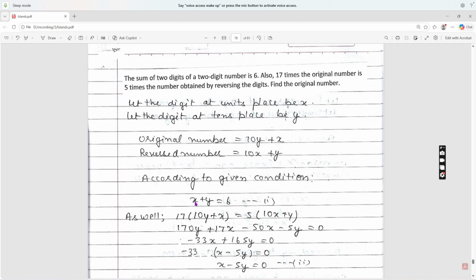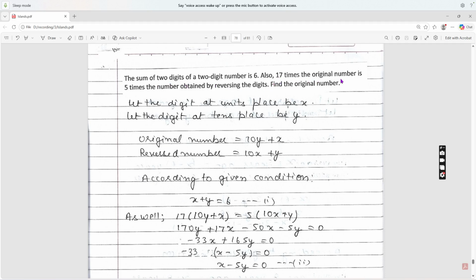So according to the question, x plus y is equal to 6. Why? Because it is clearly mentioned the sum of the two digits. It is not written that the sum of the two-digit number with some other number. It is clearly mentioned the sum of two digits of a two-digit number is 6. So x plus y is equal to 6.